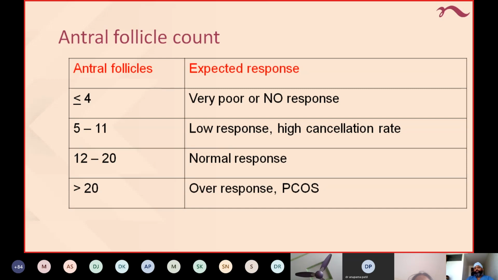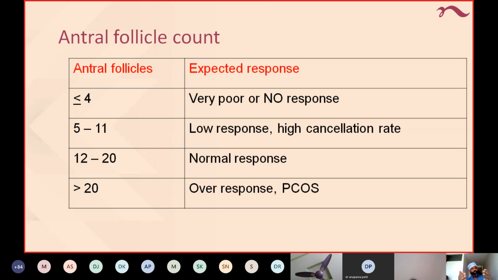So what do you expect based on the antral follicles? If there are 4 follicles or less, it's very poor, and there is hardly any response. If they are between 5 to 11, low response, but there's a high cancellation rate. See, why I'm telling you all this is, we have to counsel before we start IVF stimulation, because patients will have high expectations, because the cost will also be involved, will be more. So based on these, we'll be able to counsel the patient.